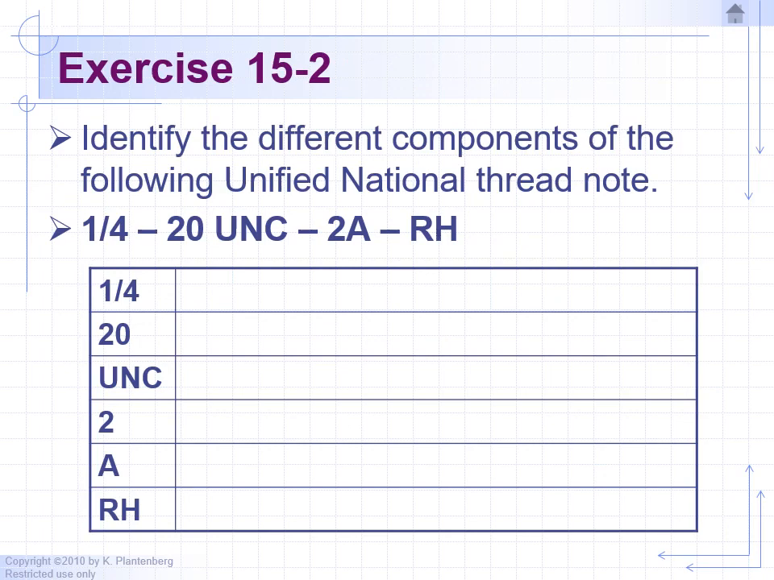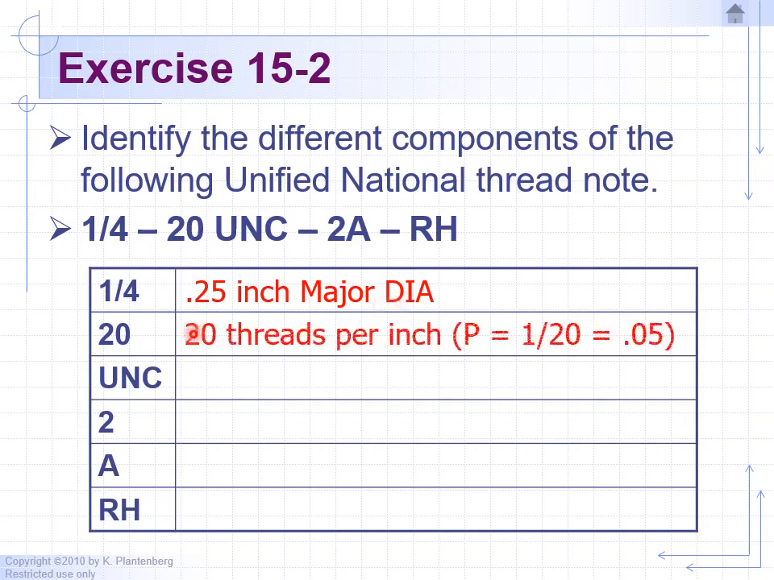Okay, so we're going to be looking at inches. And on the next chapter, we'll be looking at millimeters. So for now, we're going to focus on inches when it comes to threads. Okay, so here's a note for a thread. So the quarter, what does the quarter tell us? So the quarter will tell us that we're dealing with a major diameter of 0.25, so it's just 1 divided by 4, 0.25 inch major diameter. The dash 20 tells us that there's 20 threads per inch.